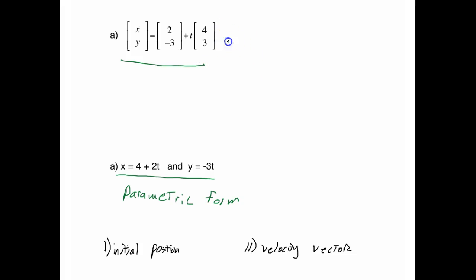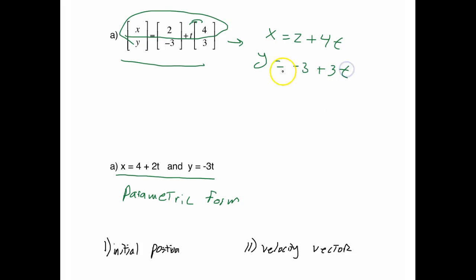So like, say if you break this up and just look at the x's, that t would get distributed to both of them, by the way. It would be x equals 2 plus 4t. And look at the y's. Y would be negative 3 plus 3t. So that's the vector equation in parametric form.